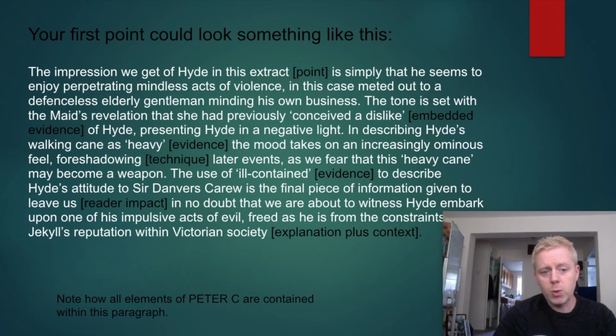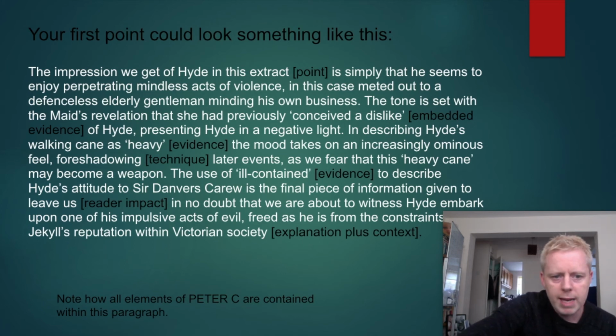Okay, so for this question, I've just jotted down a sample opening point. See if you may well be able to do better. I've pitched it about a grade 7, but I've incorporated every element that the examiner will be looking for. I'll read it. The impression we get of Hyde in this extract is simply that he seems to enjoy perpetrating mindless acts of violence, in this case meted out to a defenceless elderly gentleman minding his own business.